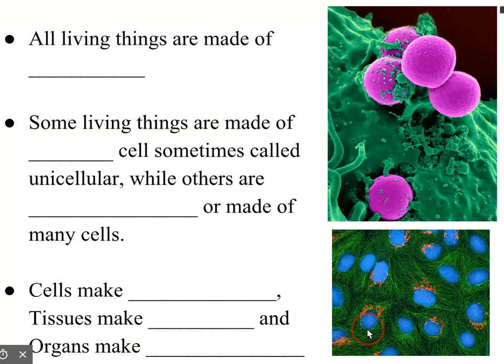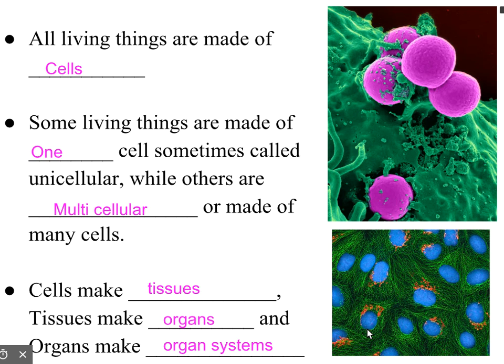So let's get started. All living things are made of cells. Some living things are made of one cell, sometimes called unicellular, while others are multicellular, or made of many cells. Cells make tissues, tissues make organs, and organs make organ systems.